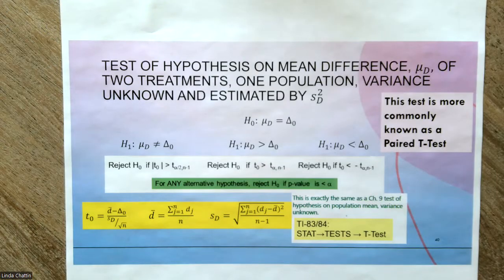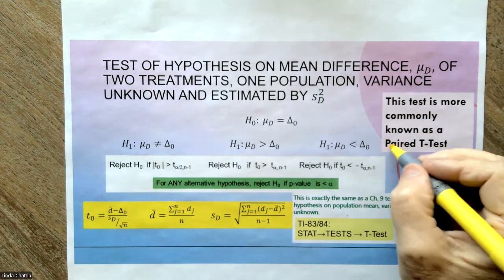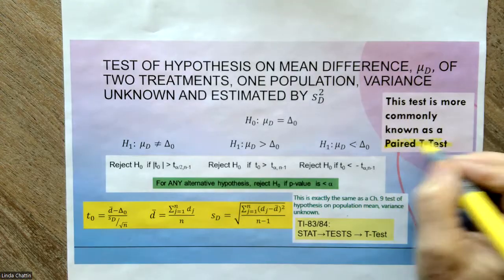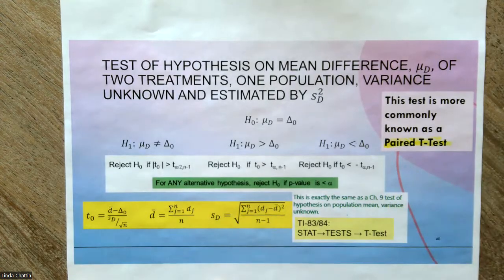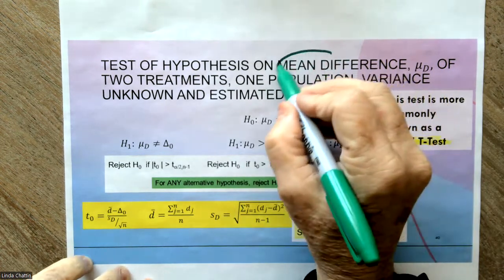Okay, this lecture has to do with something that is most commonly known as a paired t-test. It's going to be important for you to understand that a paired t-test is this particular set of hypotheses, and it is also referred to as a hypothesis test on mean difference.